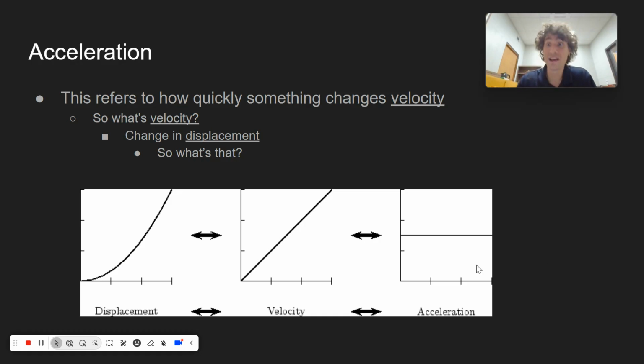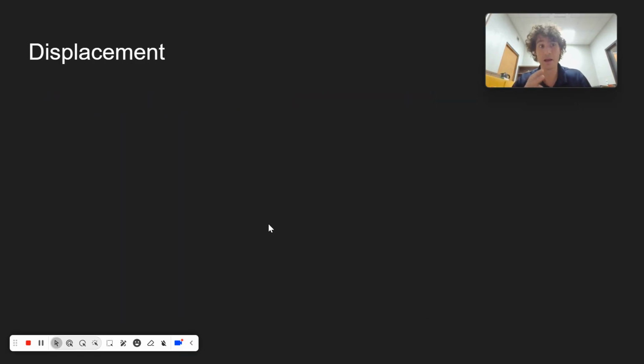It can get messier. If acceleration was increasing, well, then velocity would be increasing at a nonlinear rate, and then displacement would be increasing at a much faster pace. Okay, it gets kind of messy, but hopefully it's kind of making sense. Okay, so let's talk about displacement more in depth.